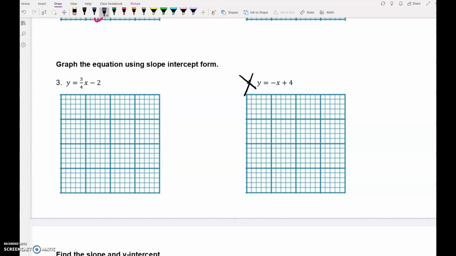Number 3, first of all, identify your y-intercept. In this equation, the y-intercept is -2. I want you to write down 0, -2. On your assignment, it is going to ask you to write the y-intercept as an ordered pair. So make sure you get that 0, -2. And our slope is 3/4, up 3, right 4.